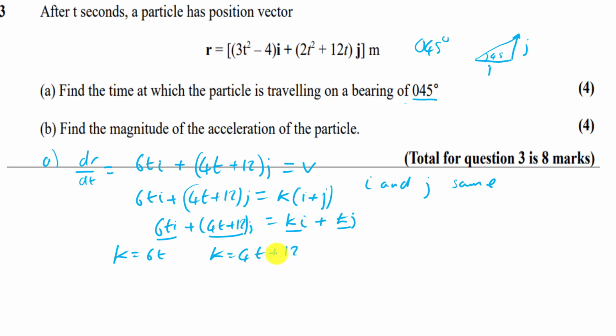So they've got to equal, we can create a simultaneous equation, right? So that's going to be 6t equals 4t plus 12. So you're going to get 2t equals 12. So t must equal 6 seconds. And that will be the answer, because at exactly 6 seconds, these two things are going to be exactly the same number, and that's when the particle is going to be travelling at this bearing.